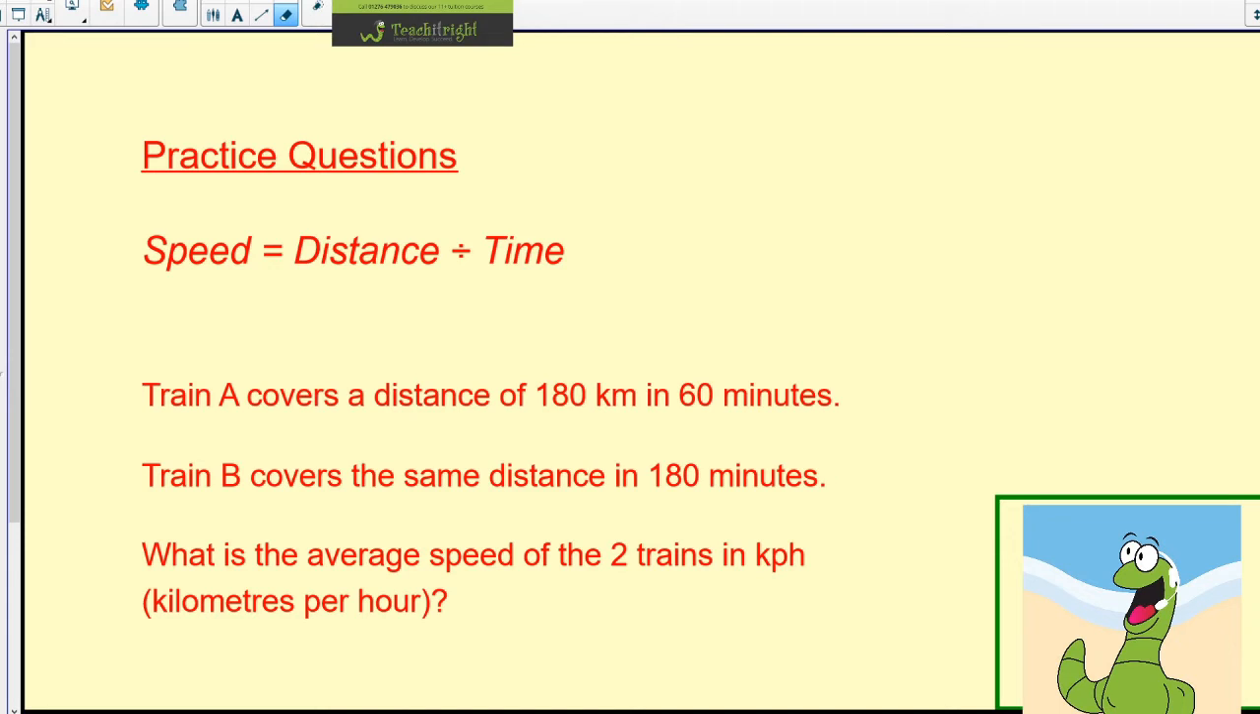For this one, we're going to talk about this formula. It's a very common formula. It is speed equals distance divided by time.